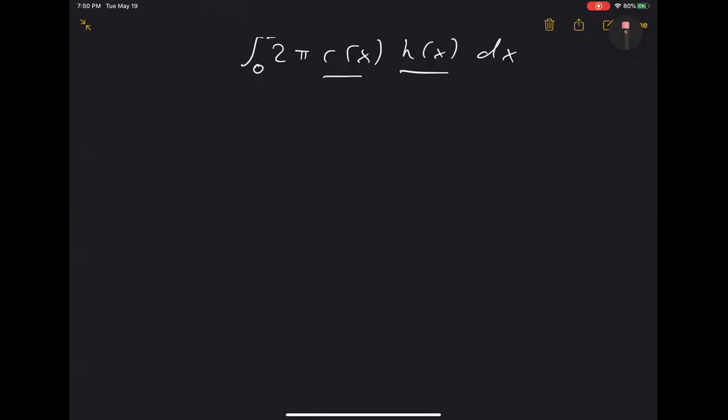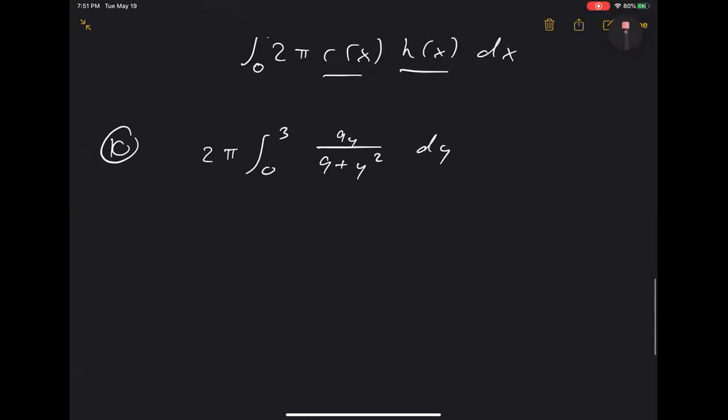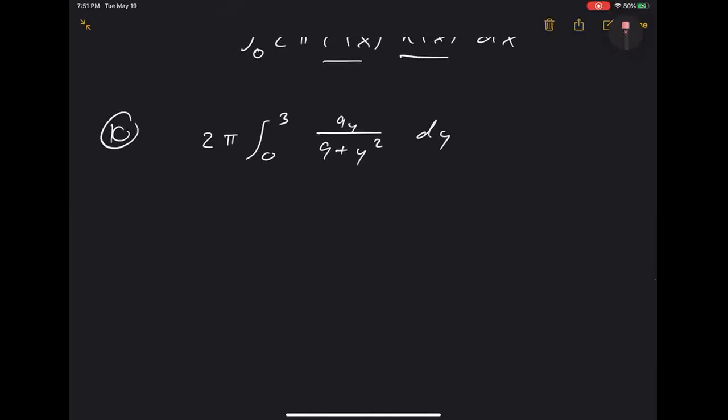Okay. Number 10, I would say, is more foreign, so let's look at that. Number 10 is interesting because they give us the integral and we have to work backwards to figure out what that region looks like. So what I'm given in my problem is 2 pi times the integral from 0 to 3 of 9y over 9 plus y squared dy. And we need to figure out some information about the original region. Okay, so let's try this.